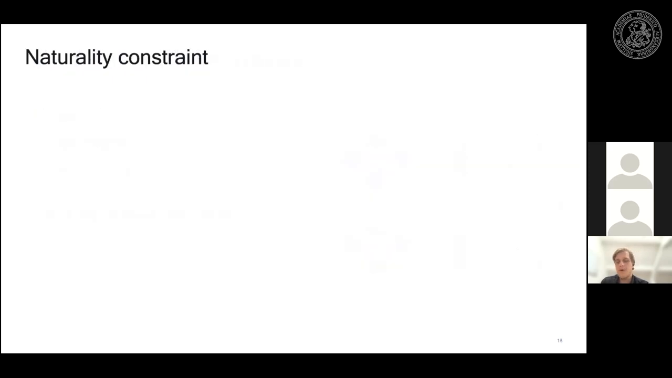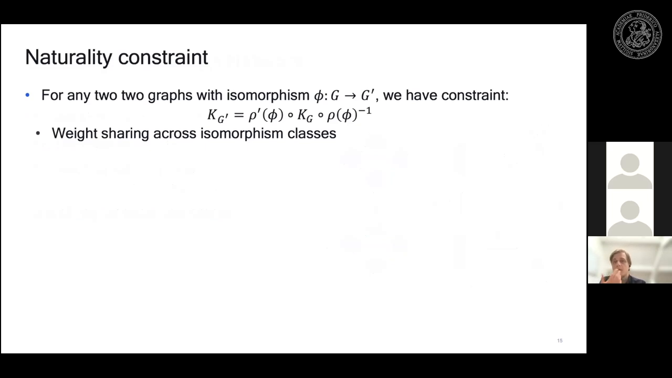So let's look a bit more at this naturality constraint, this diagram we just saw. What are the consequences of that? If we have two graphs with an isomorphism between them, then the constraint says that the map K on G prime is fully determined by the map on G, because these rho matrices are invertible. So this means that we get weight sharing whenever we have two graphs that are isomorphic.